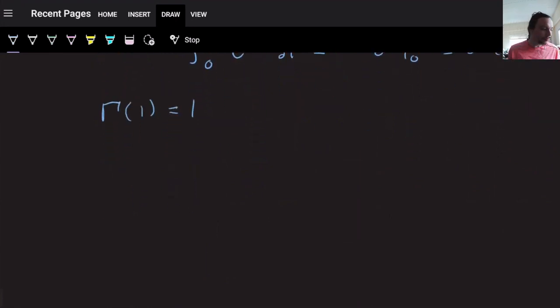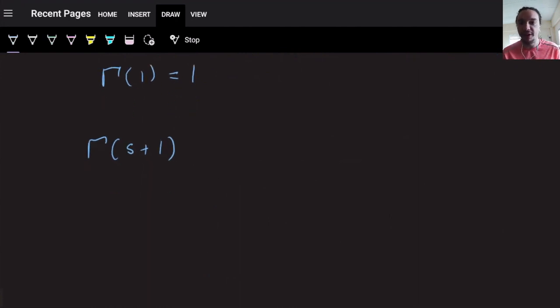Okay. Now we could go ahead and compute gamma of 2 and gamma of 3 and so on, but what we should do instead is take a lesson from the factorial function, which is that we understood how to compute the factorial of larger numbers by looking one number down and then finding a formula in terms of that. Okay. So let's try to understand what's the value of gamma at s plus 1. Let's see if we can find a formula for that in terms of gamma at s.